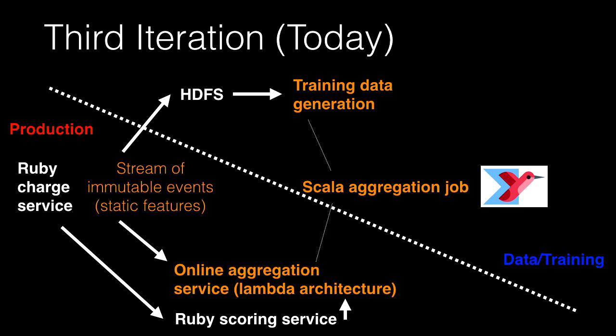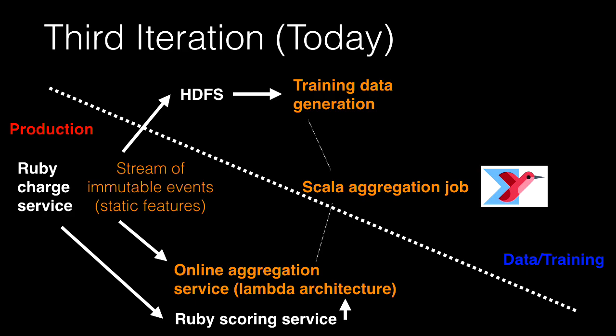We still have the Ruby charge service, but now this charge service is emitting a stream of immutable events, where these events are being computed and generated by code that is written in Ruby. Each of these events corresponds to what I've been calling static features. So if I want amount in USD, or whether this is an anonymous IP address, and so forth, I write the code to populate that field in Ruby.